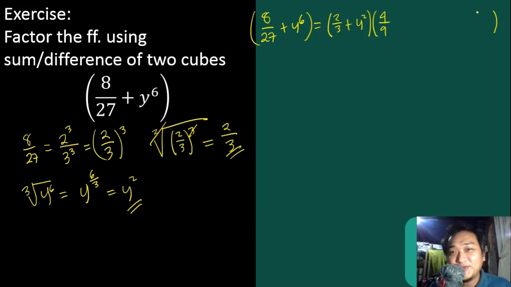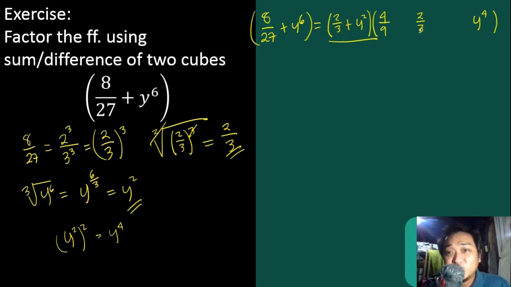The third term of the trinomial, we are going to square y squared. So, what is the square of y squared? That will be 2 times 2, that is 4, so y raised to 4. And what will be our middle term? Again, just cover the problem so we do not get confused. This is our focus, the binomial. What will be the product of the terms that will become our middle term later on? So 2/3 times y squared. Last but not least, of course, the signs.